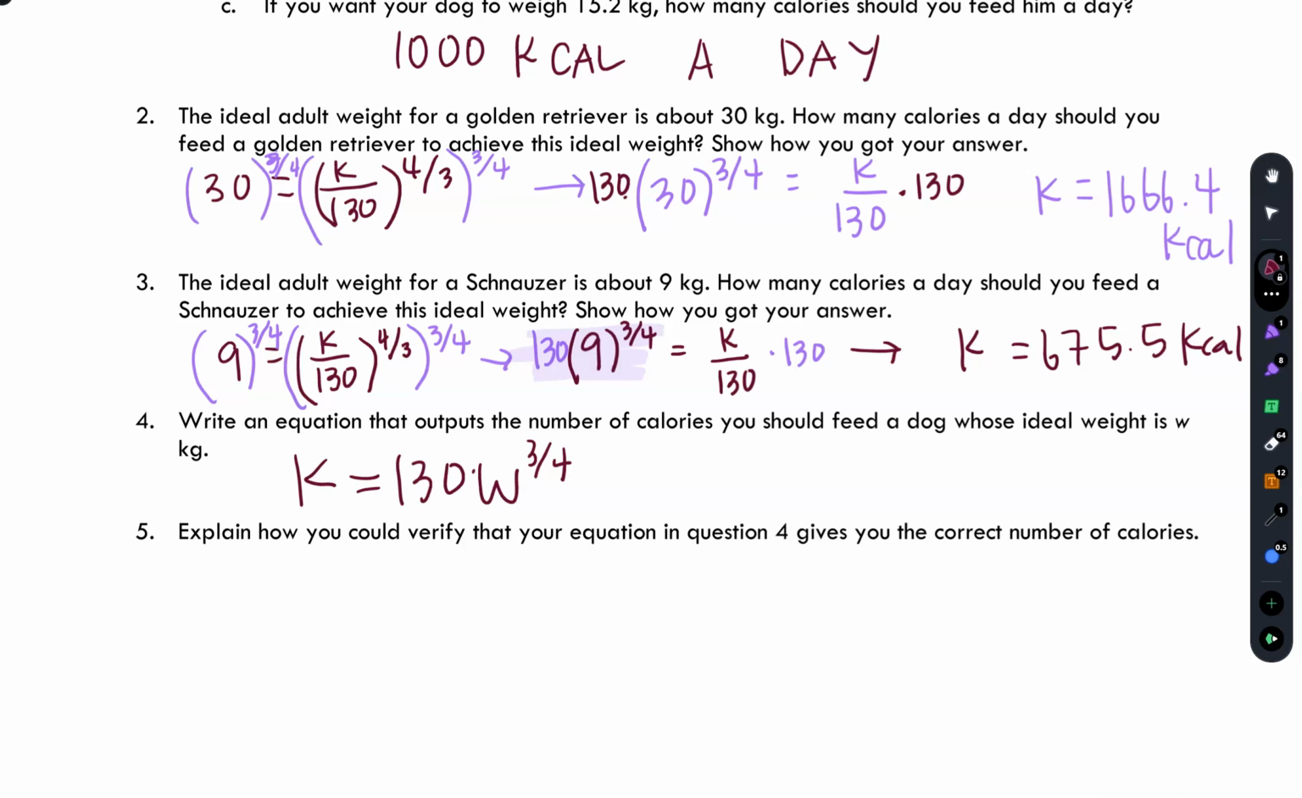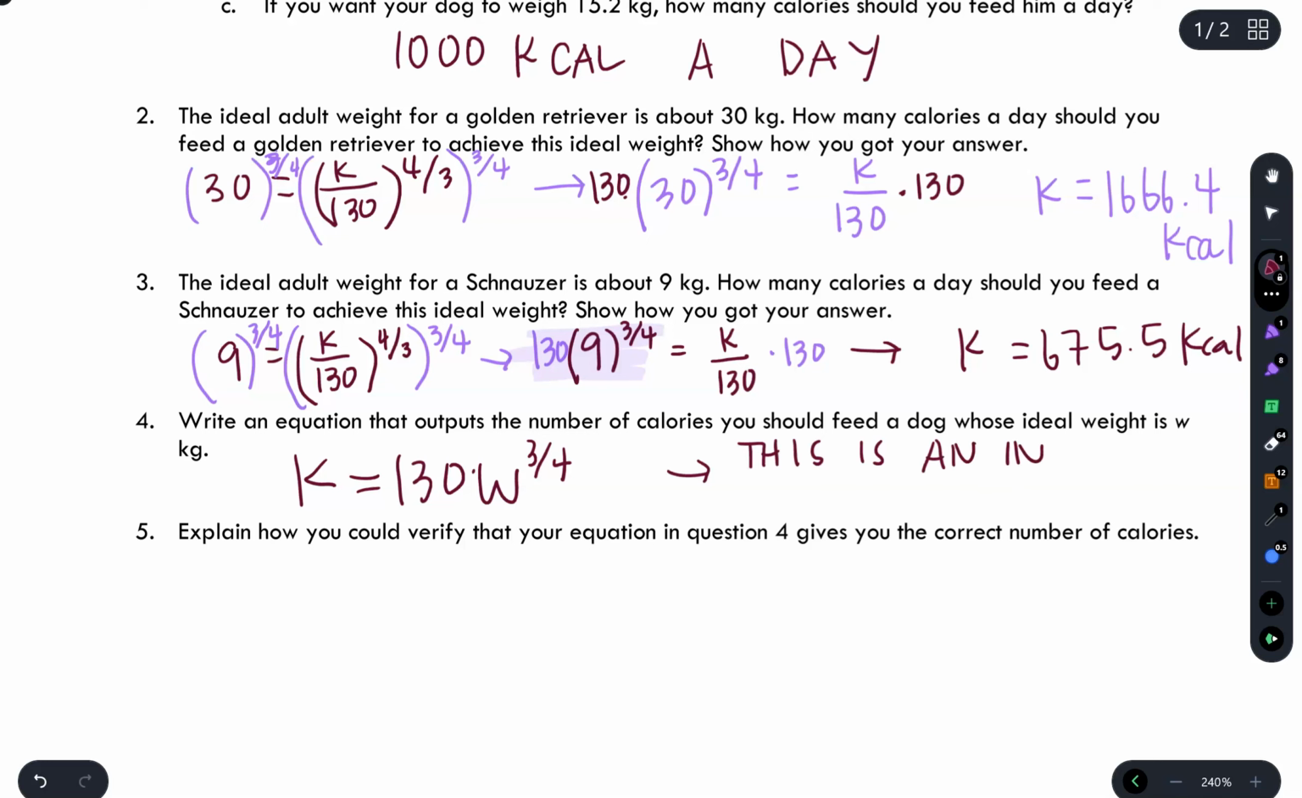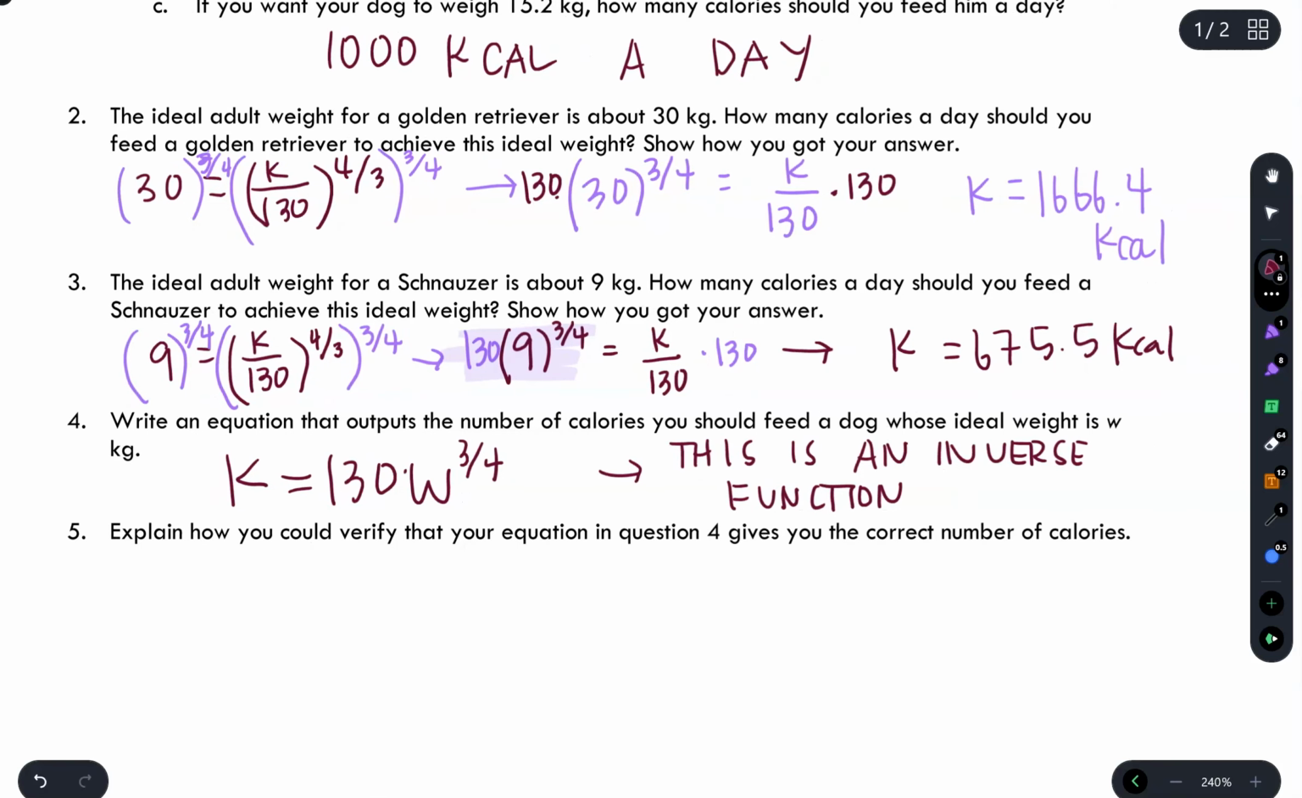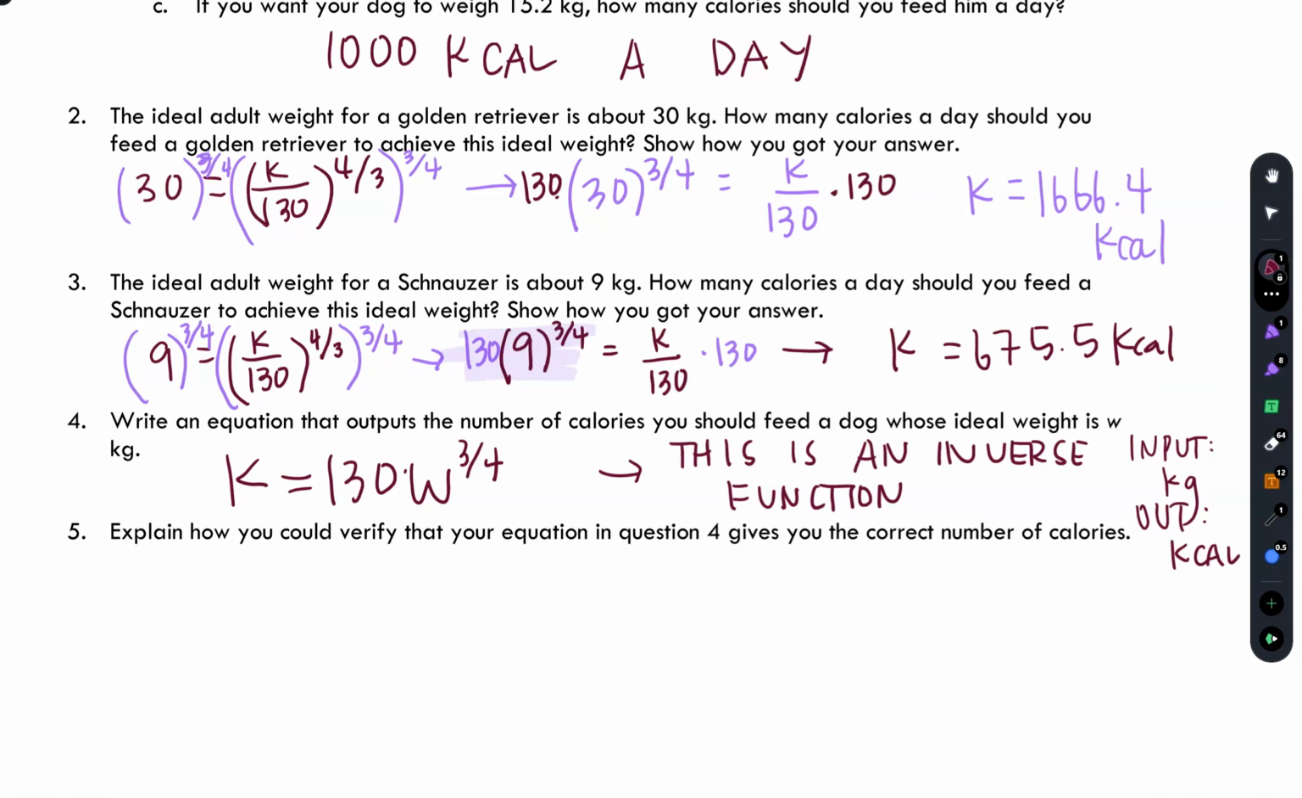So this represents an inverse function. Now, what changed about my input and my output here? So what is the input of this function going to be? The kilograms, good deal. So the input of this function now is going to be kilograms, and then the output is going to be what? The kilocalories, right? So what I need to be feeding.